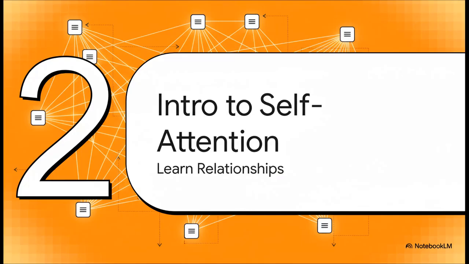And that is where self-attention comes in. It's the tool, the mechanism, that lets the model look at an entire chunk of text and figure out for itself which words are influencing which other words. It learns to see that web of connections all on its own.